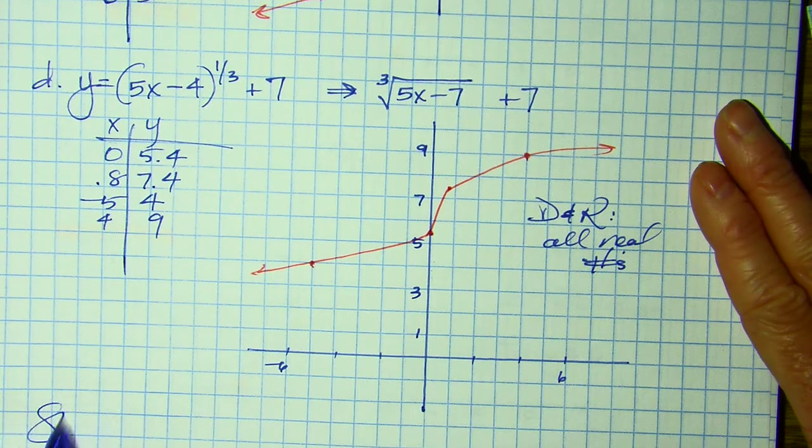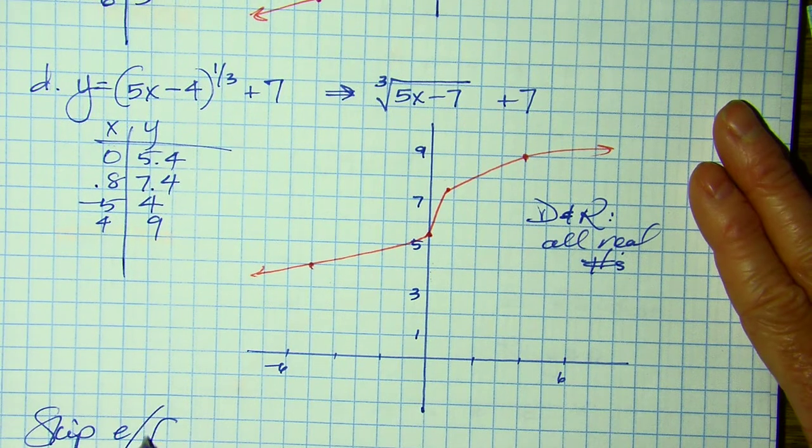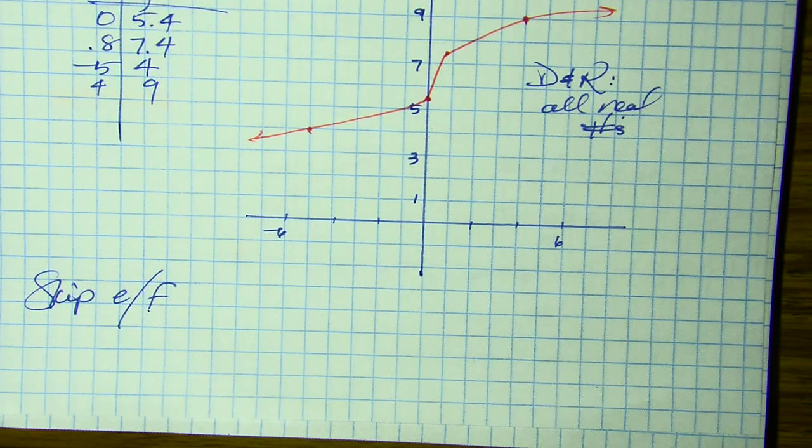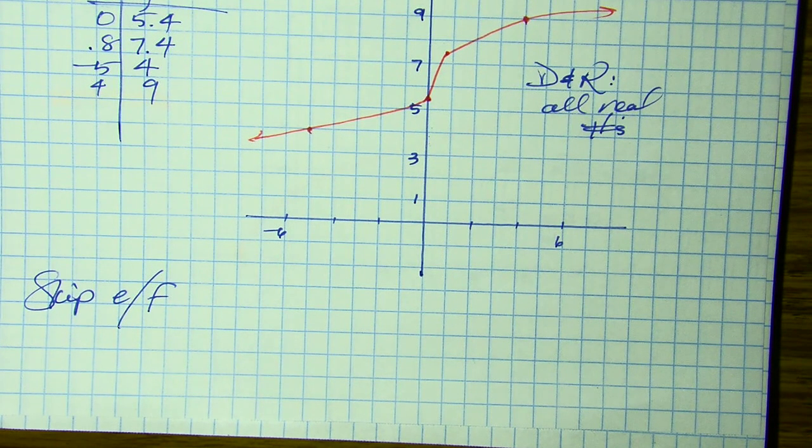I'm going to skip E and F because the ones on the test are not half as hard as those are, and you do have Desmos to utilize. Thank you.